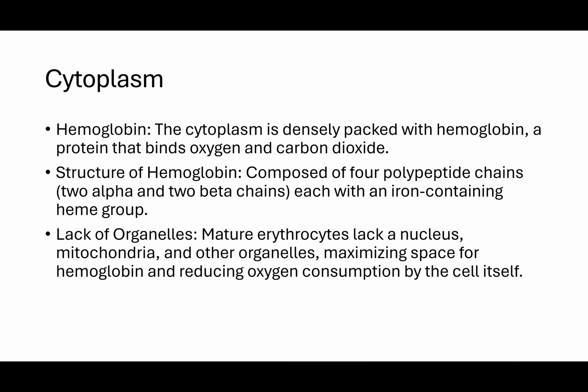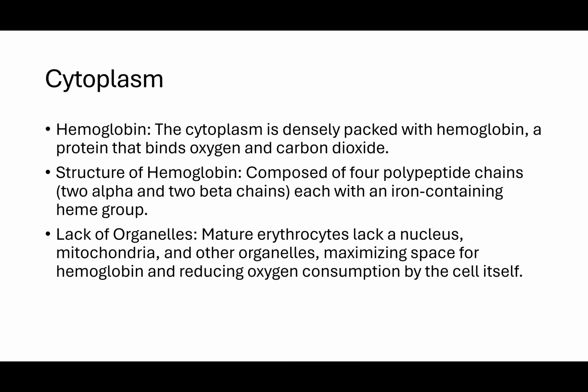So the beauty of chemistry is showing there. The lack of organelles as well: the mature erythrocyte lacks a nucleus, mitochondria, and other organelles. It maximizes the space for hemoglobin and reduces oxygen consumption by the cell itself. Since it doesn't have a lot of metabolic processes occurring, it doesn't use a lot of the oxygen that it absorbs. And since it doesn't have a lot of organelles, it has a lot of space for hemoglobin. So look at how it maximizes the transport.